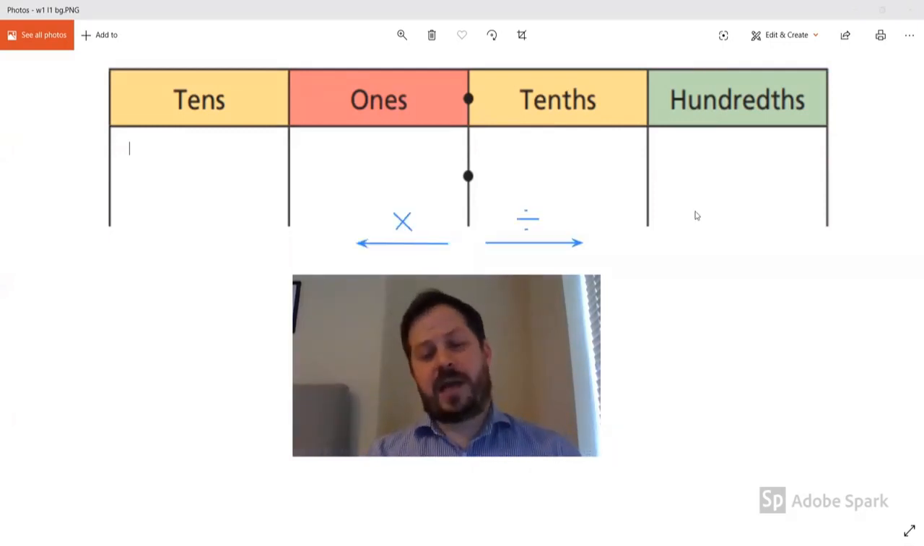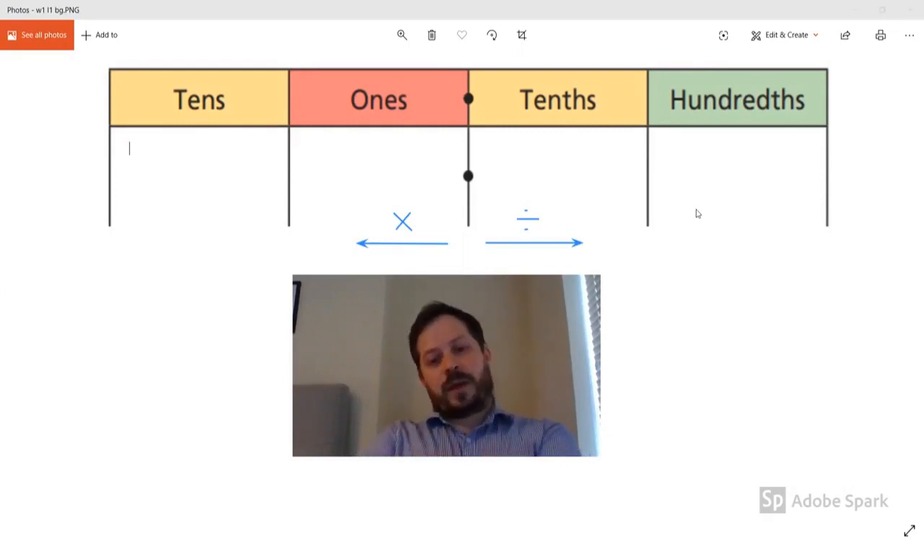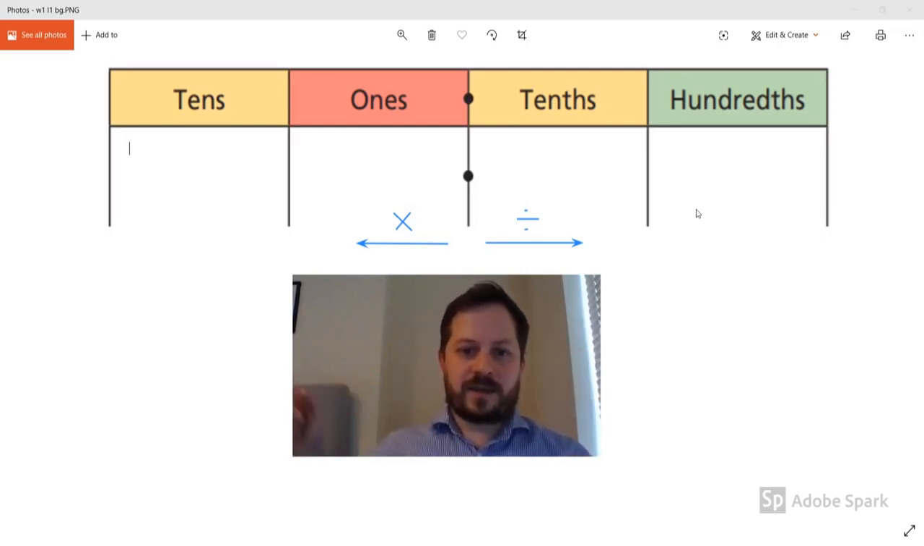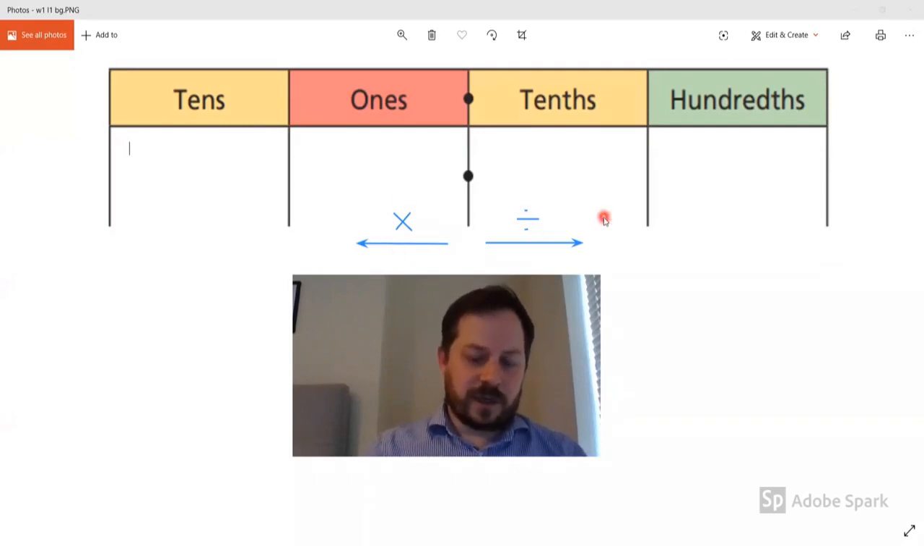Okay, so let's quickly recap what we went through in our first lesson. What we were looking at was timesing and dividing by 10. What we came up with was a quick reminder saying as numbers got bigger, we were moving in this direction, and that was multiplication. And then as numbers got smaller, we were dividing and moving in this direction. This helps us pick out which direction to go in when we're timesing and dividing.